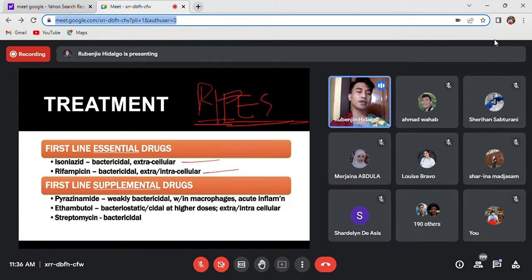As well as with your isoniazid. Now, in cases of the resistance in isoniazid, you can give the following. Okay, specifically your ethambutol. You also have your pyrazinamide. Your pyrazinamide is weak bactericidal, but your ethambutol can be both. Bacteriostatic means it inhibits the growth of the bacteria and also kills. Okay? So, importante yan.